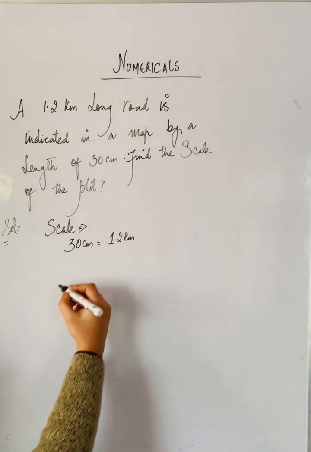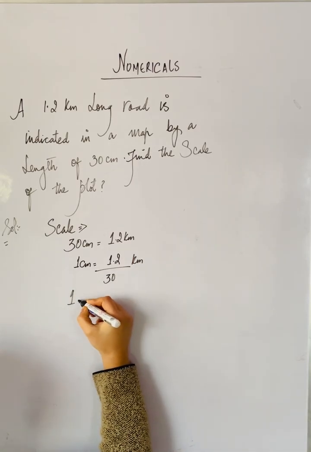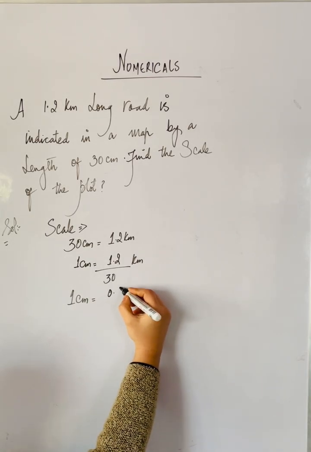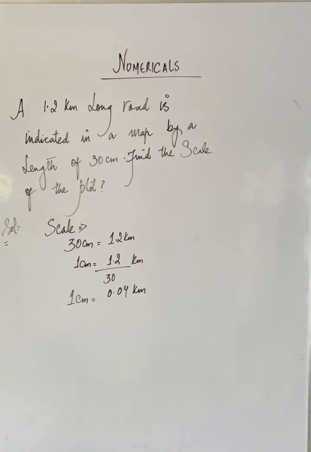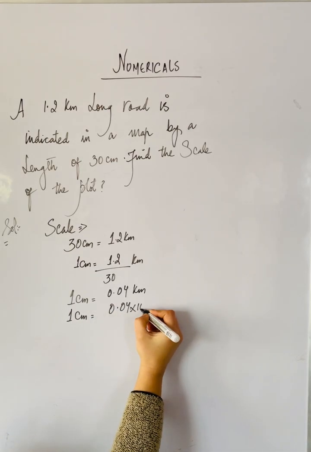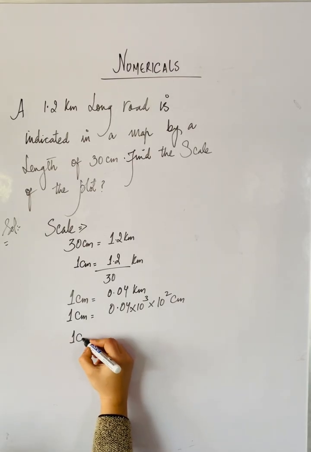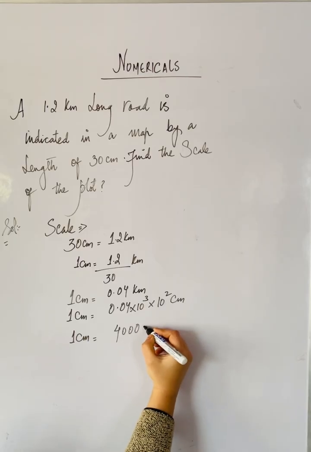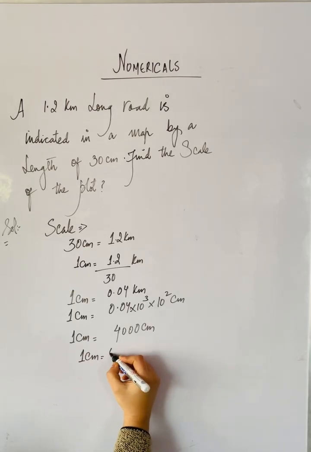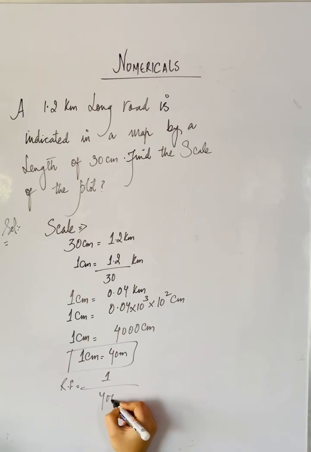That means 1 centimeter represents how much? 0.04 kilometers, right? Or I can write it like this, 1 centimeter is equal to 4000 centimeters on the ground, or the scale is 1 centimeter is equal to 40 meters. This is our engineer scale, and the representative fraction is 1 by 4000.